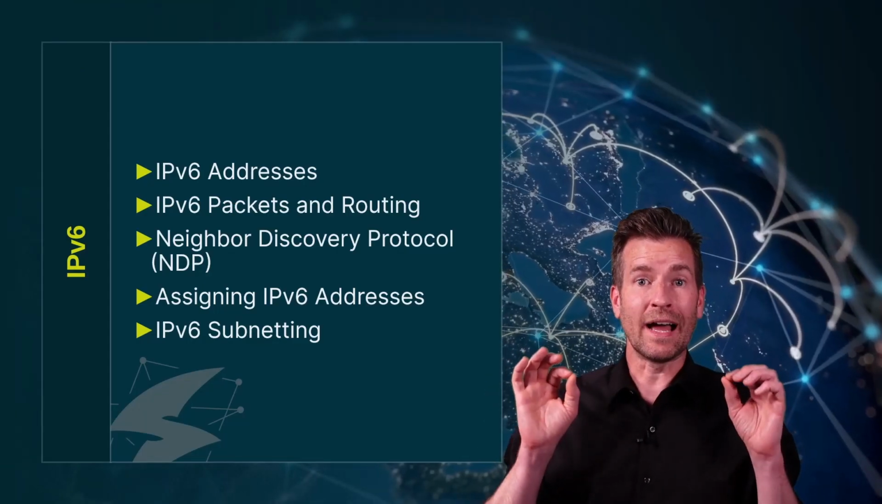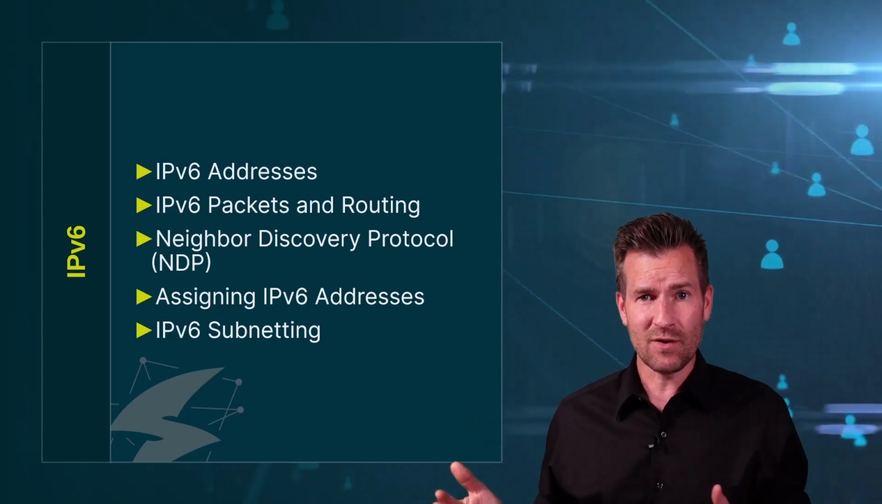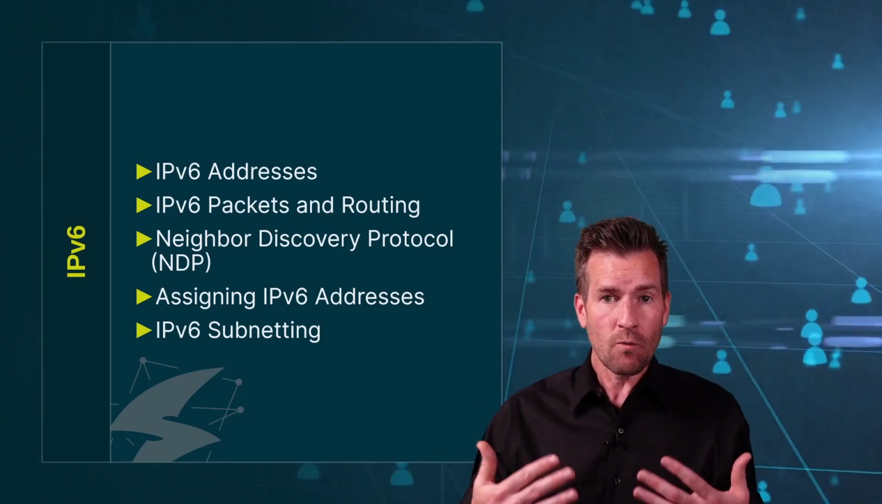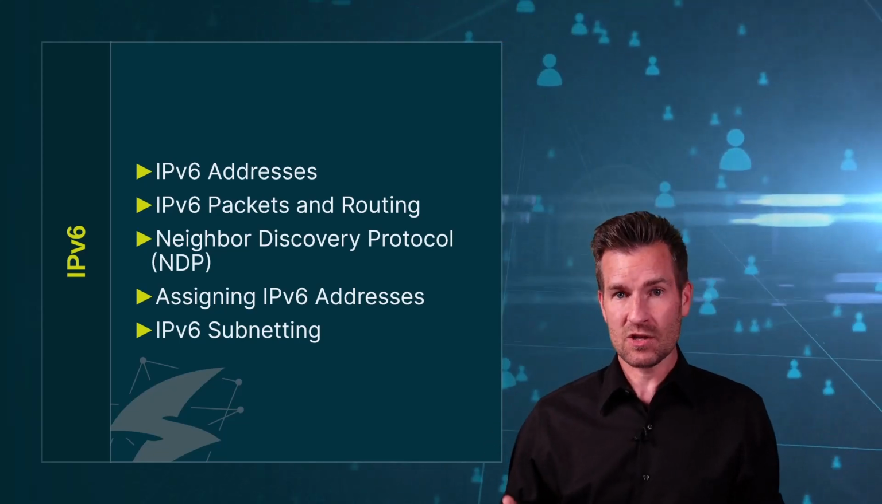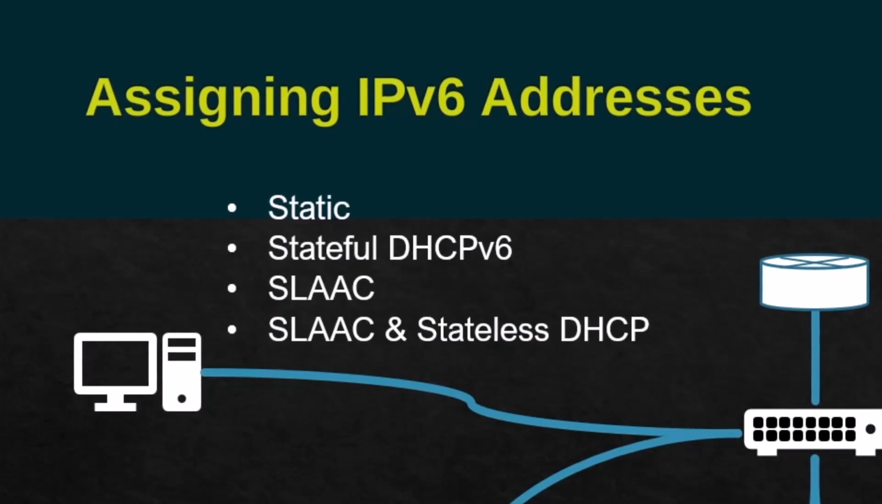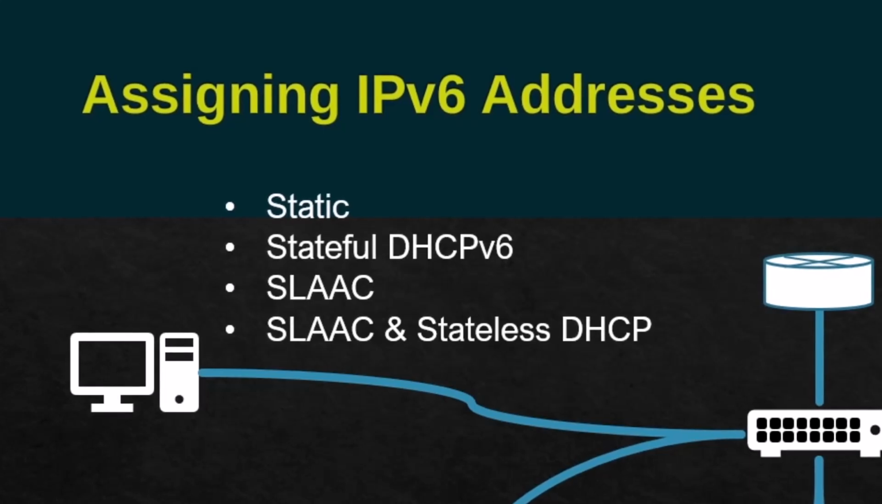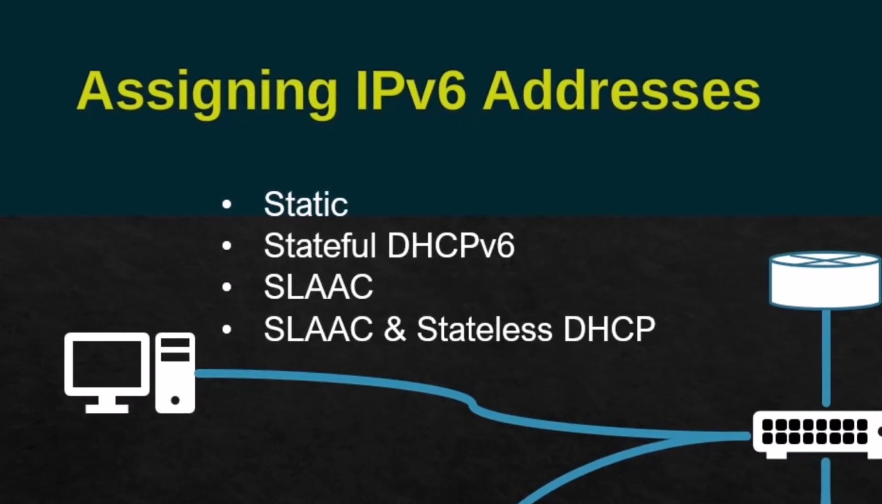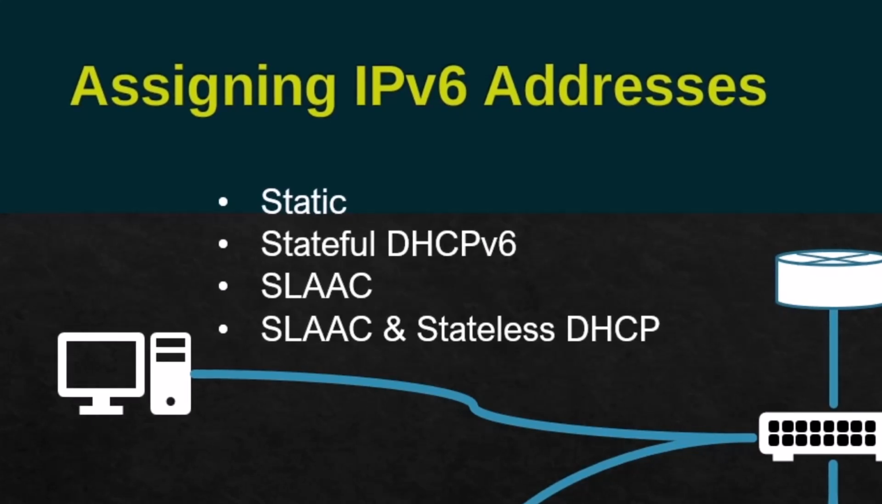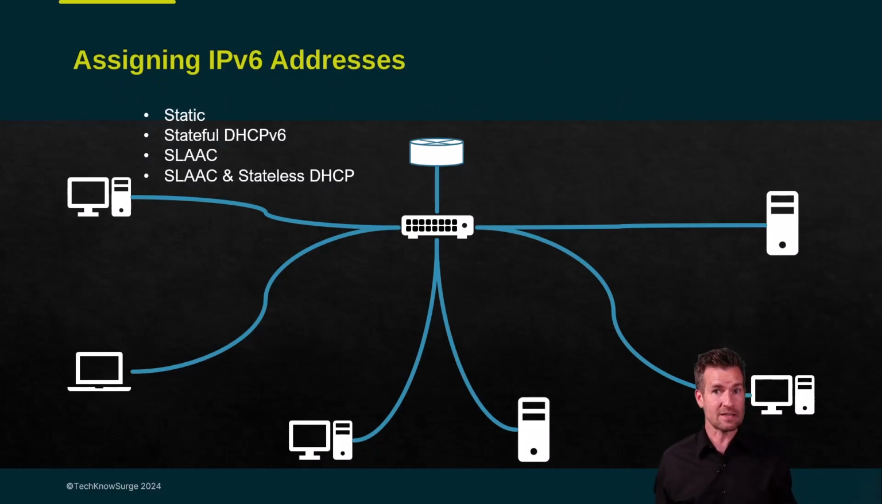Then we'll get into assigning IP version 6 addresses. There are a few different ways that we can actually set our machines up with IP version 6 addresses. So we'll take a look at what those options are. Those options are that we could statically assign them. We could use a stateful DHCP version 6 server. We can use SLAAC, or we can use SLAAC with a stateless DHCP server. And we'll explain the differences with each one of those.